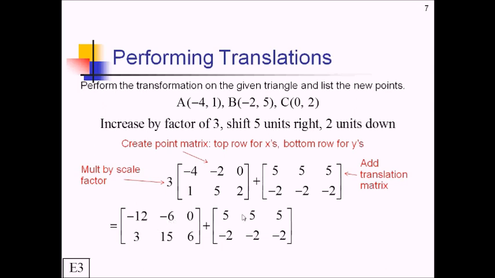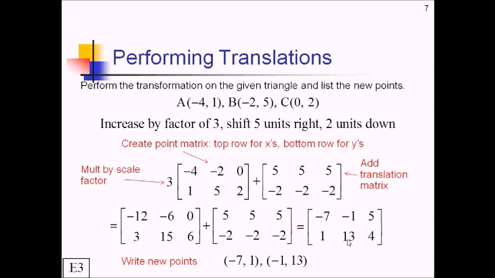Now we have to move him. We've got -7, -1, then we'll have 5, 1, 13, and 4. But we're not quite done. We're going to use this new matrix and write some new points based off of this. So we have the points -7, 1, -1, 13, and 5, 4.